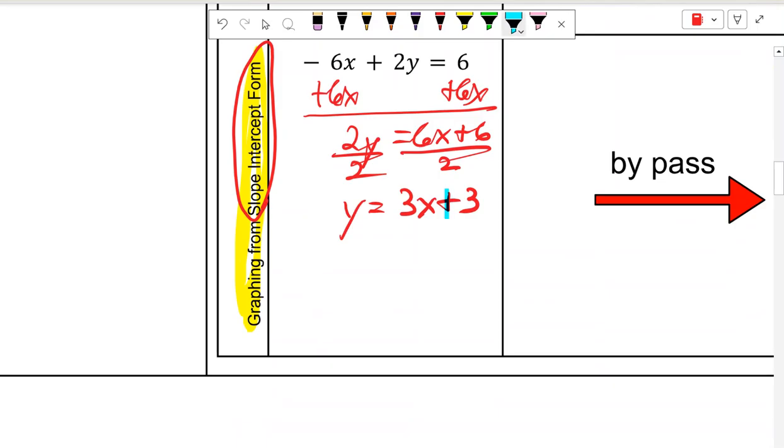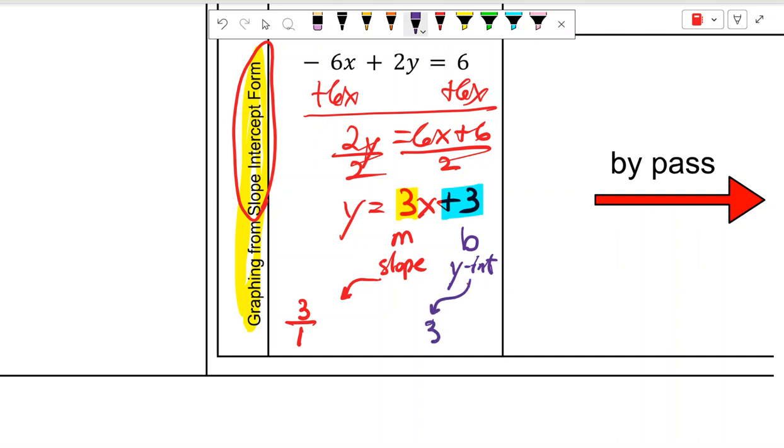This right here, plus 3, or just positive 3, is known as the b. And the b is the y-intercept. The 3 is known as the m, which is the slope. And slopes are ratios. So we're going to write 3 as a ratio, and that's 3 over 1. And b is the y-intercept. And the y-intercept for this one is 3.